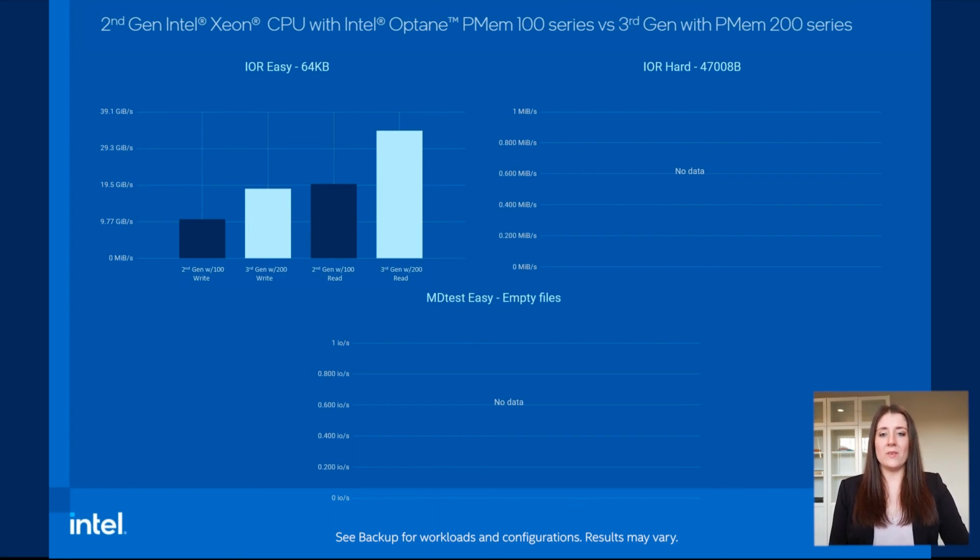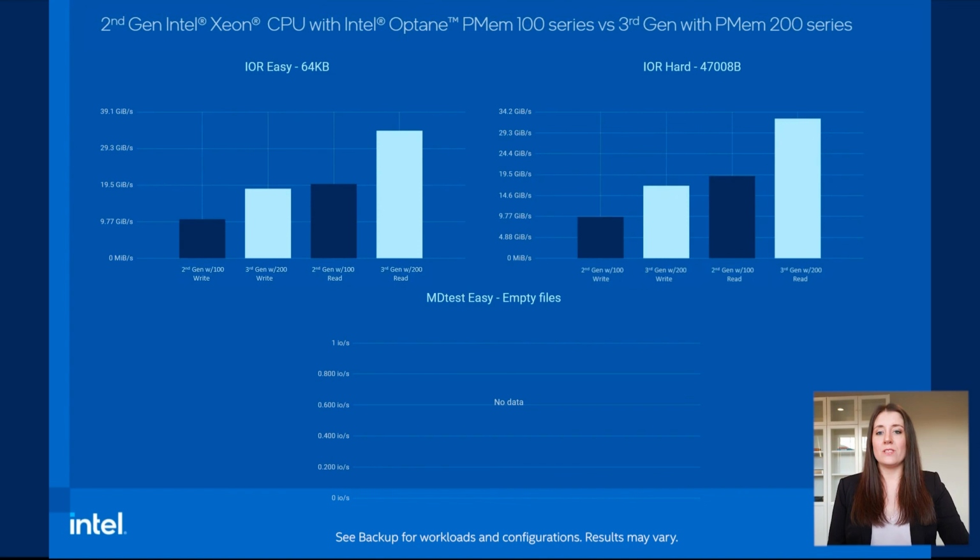For reads, the improvement primarily comes from the PCIe Gen 4 support in the third generation CPUs, allowing the 200 gigabit fabric to deliver the full PMEM read performance. Overall, the third generation platform is able to deliver an average of a 50% performance gain over the second generation platform. Now, let's look at our IOR Hard results, which is called hard for a reason.